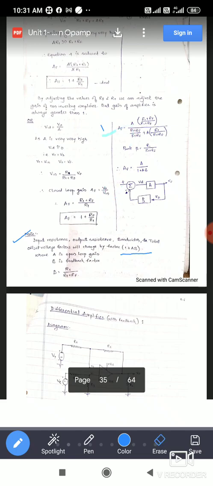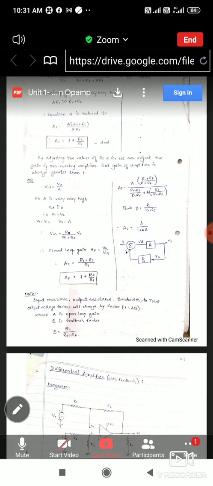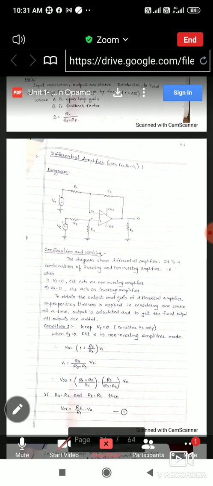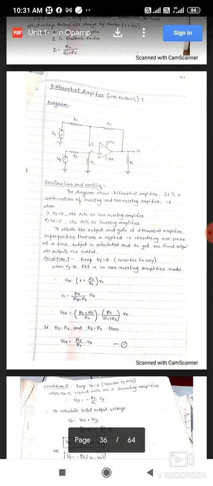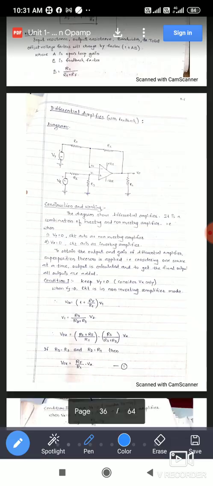Now next type, so we have completed two types: the inverting amplifier with feedback and the non-inverting amplifier with feedback. We have completed these from the closed loop configuration. Now next, the third one is the differential amplifier with feedback. In this differential amplifier with feedback, there is a feedback from the output terminal to the input terminal.